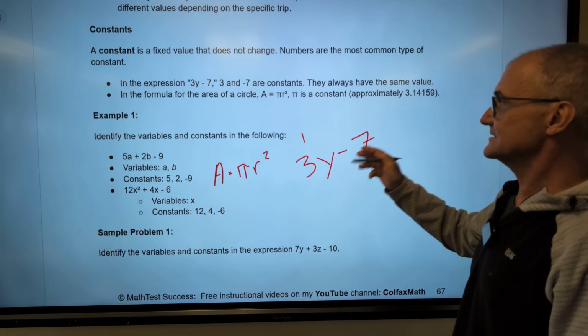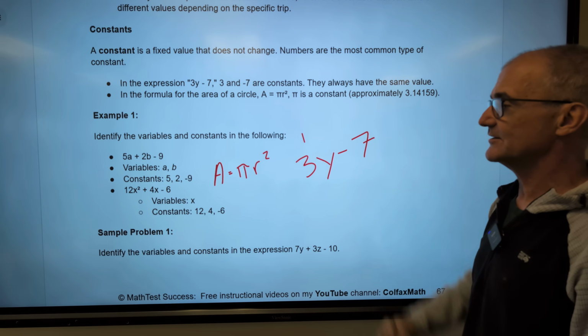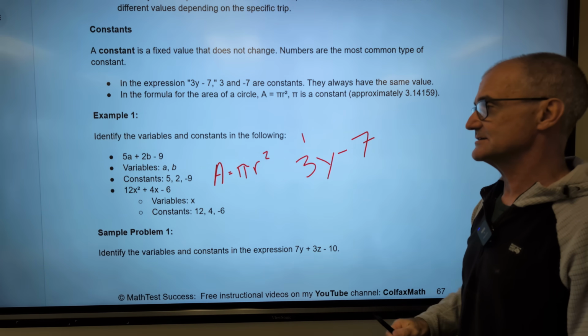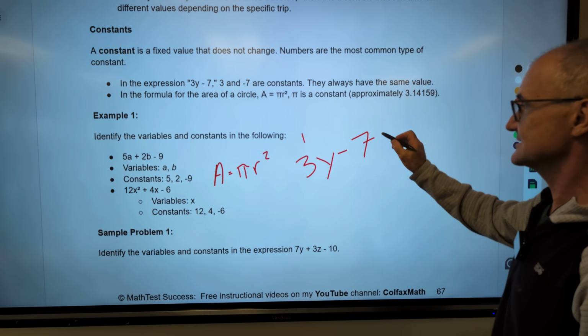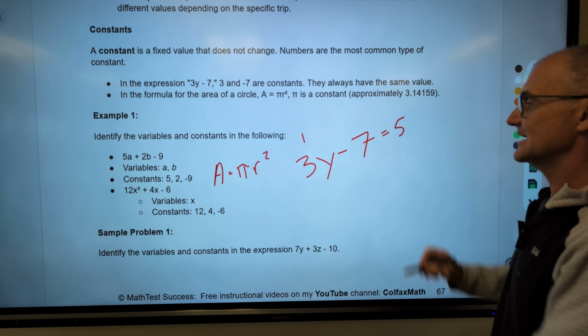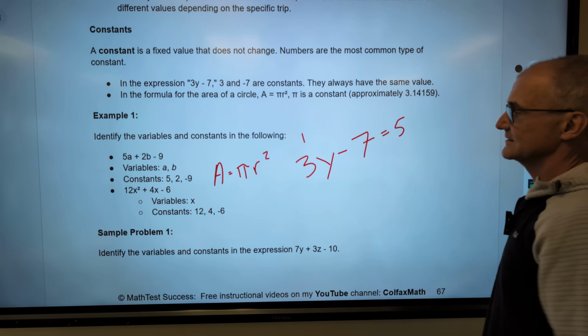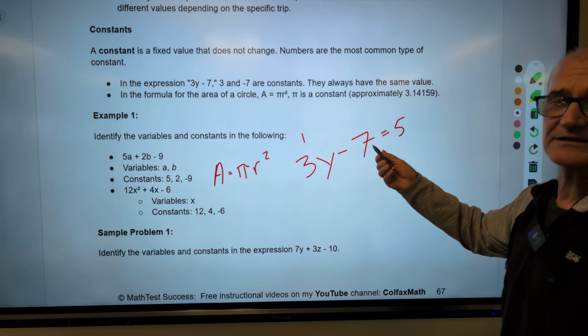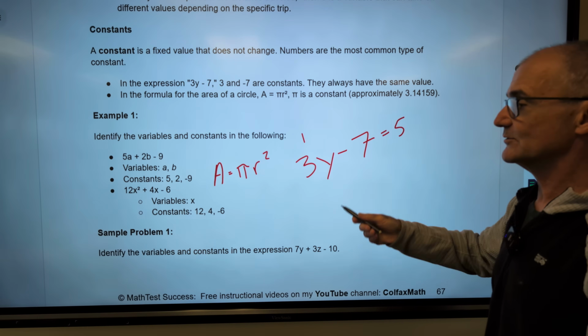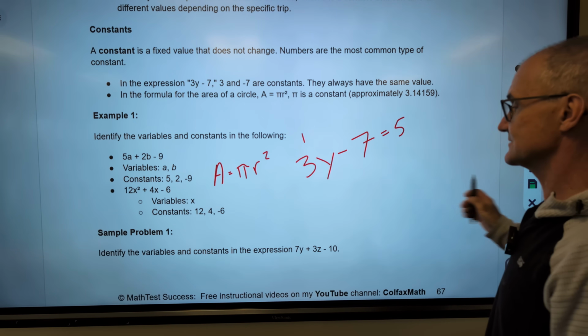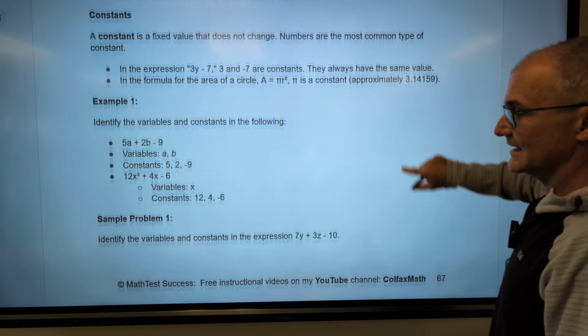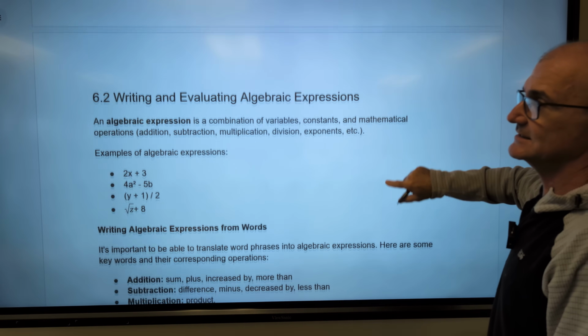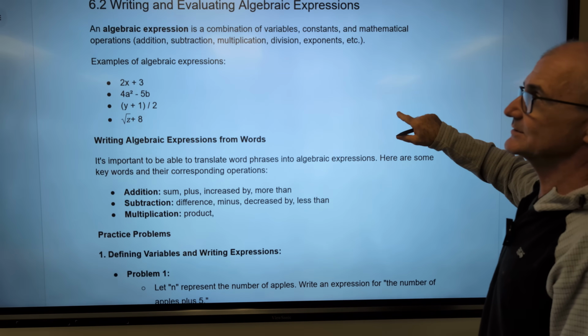And then a series of constants and variables together is called an expression. An expression set equal to something, now this is an equation. So once I have an equal sign in there, then it becomes an equation. A lot of this is vocabulary, and you just kind of need to know some of the vocabulary.